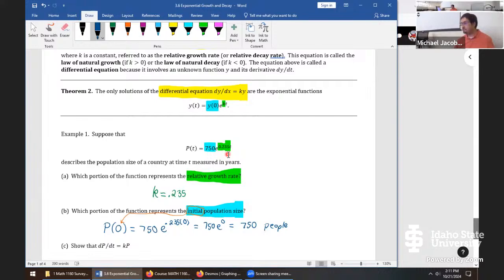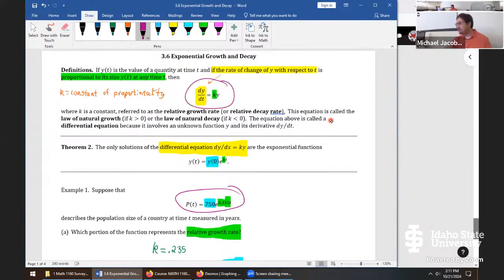Okay, next, part C is a little bit tricky in a certain sense. It says, show that the derivative of p with respect to t, so you could think p prime, is really equal to k times p, the growth rate times the population at time t. Well, we have the function p of t right here. And essentially what this part C is saying is, show that right there really solves the differential equation. So that's what we're trying to show on our last part, part C.